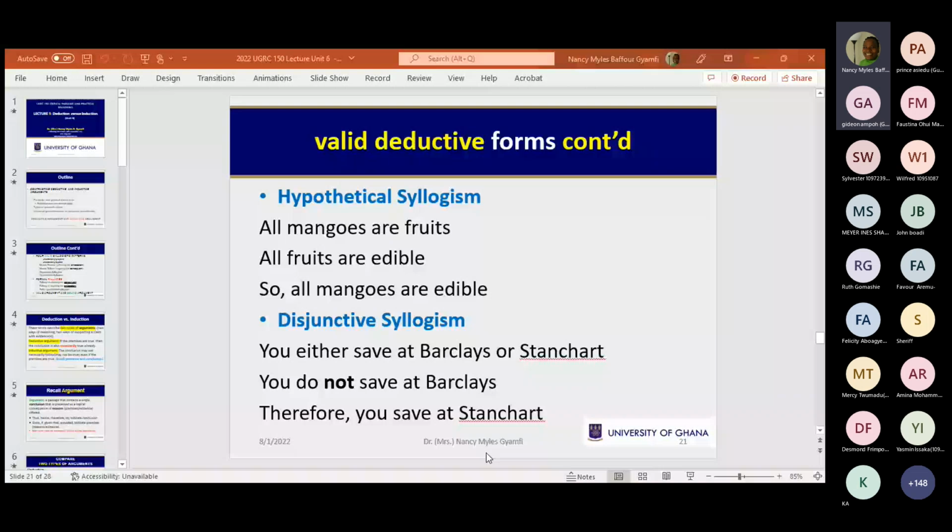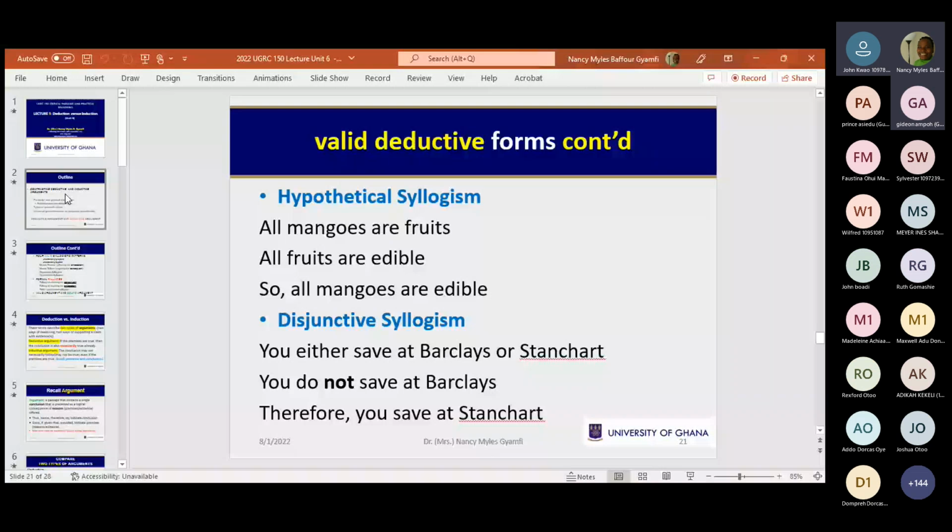Madam, please, I want to tell you that, in the disjunctive syllogism, you have to first negate the premises before you conclude. Yes, sir. That's so. If you didn't negate it before you affirm one and conclude the other, it doesn't follow deductively, validly.